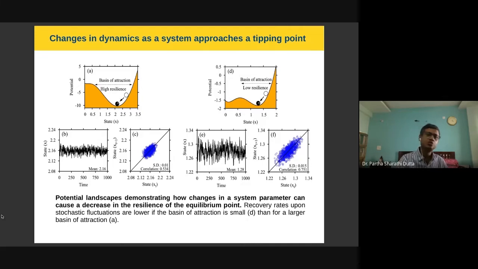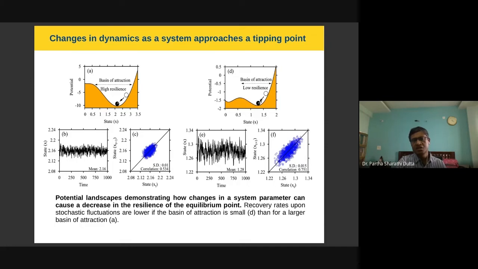So now we simulate the system, fixing the parameter value where the system has high resilience, with noise present in the system, and we draw the time series. This is the fluctuating time series. Then we plot the state x_t versus x_{t+1}, and the points are arranged in this way. If you calculate the standard deviation, it comes out to be 0.01, the correlation is 0.534, and the mean is 2.16.